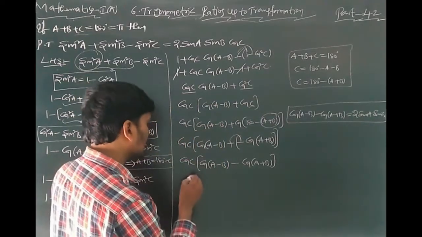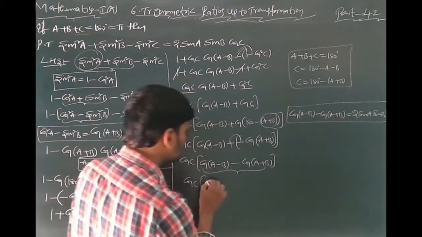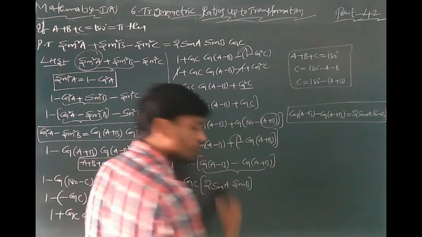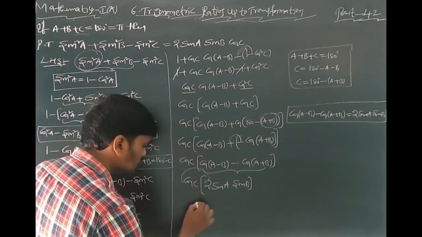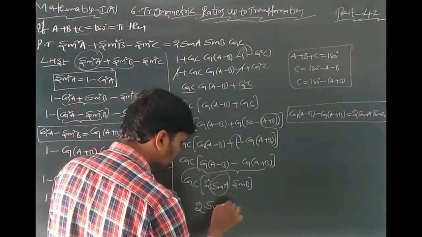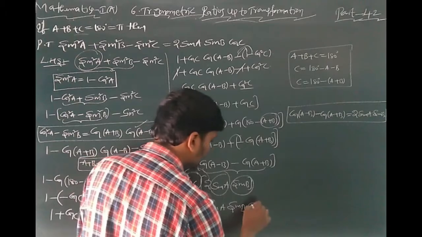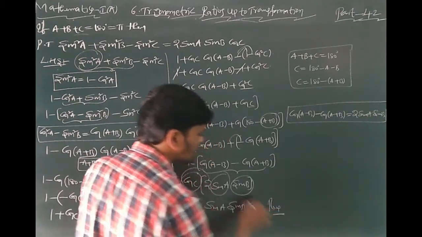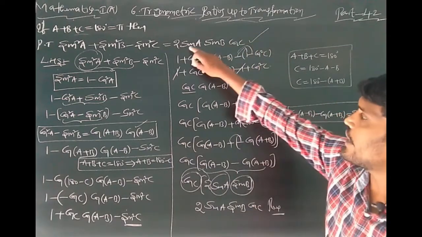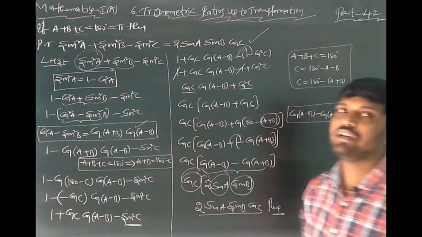After that you can write cos C. This total value is what here? 2 sin A sin B. You can write 2 is constant. First you can write A angle sin A. After that B angle sin B, into after that C angle cos C. This is the RHS part. Correct or not? Check students. What is the RHS part? 2 sin A into sin B into cos C.